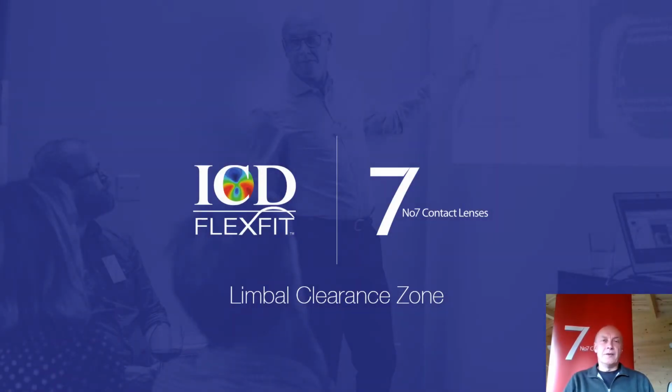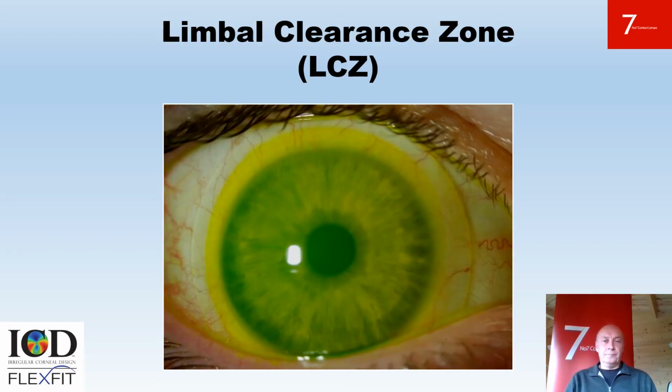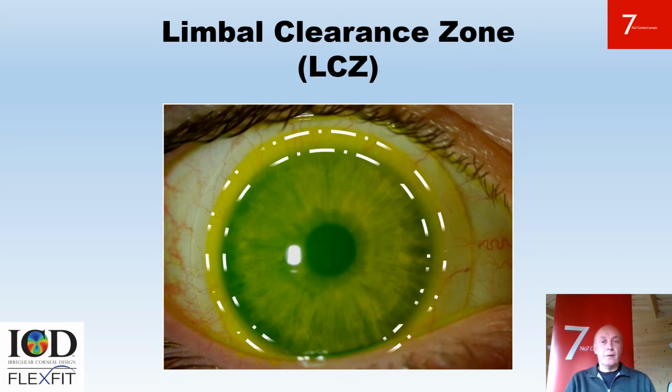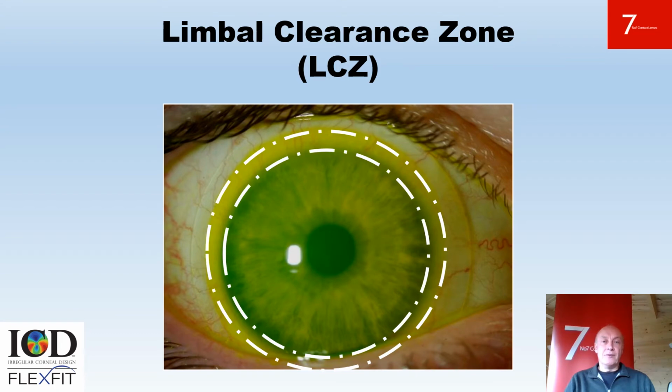In these next series of slides, we're going to discuss the limbal clearance zone and how to adjust it. So the limbal clearance zone is very important. It's really crucial that we don't have any limbal touch. Limbal touch by the lens will cause damage to the limbal stem cells, which are responsible for the corneal epithelium production. So this is the area on the lens that the limbal clearance zone corresponds to, and this is the area where we can make adjustments plus or minus to increase or decrease the height.